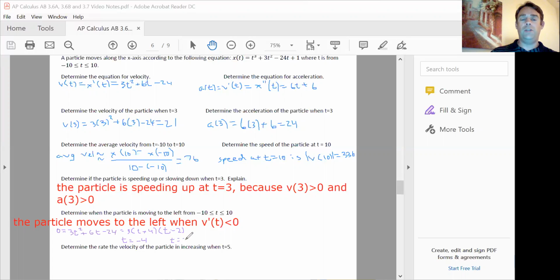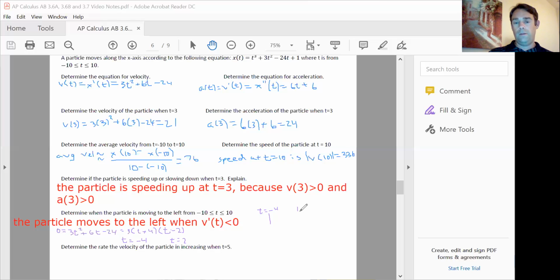Now, by the way, that doesn't mean that the particle is changing directions. All it means is that it just stopped. It might keep going the same direction. If I were to have asked you, when does the particle change directions, you would end up doing a first derivative test. So we're still going to need to check our intervals anyways, just to figure out when our particle is actually going in a negative direction.